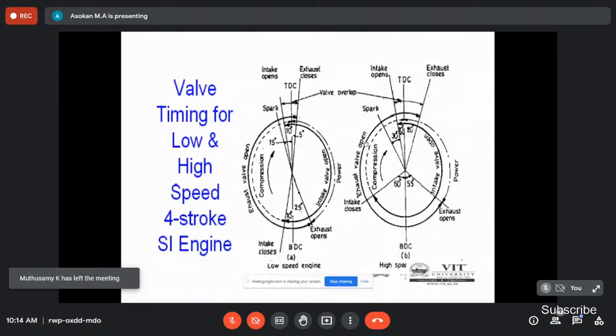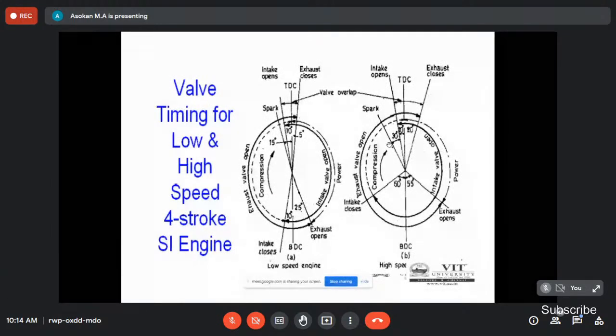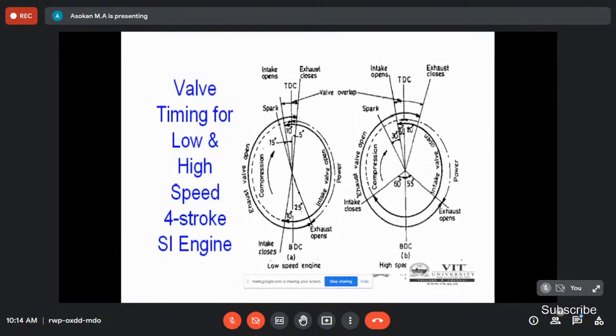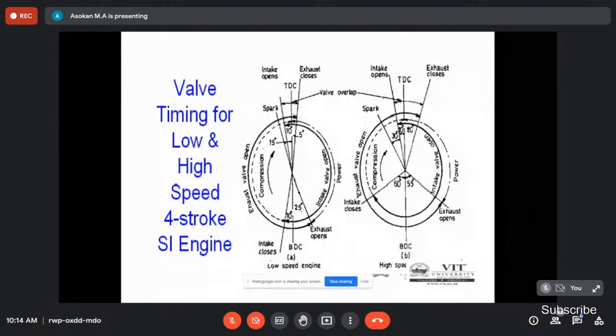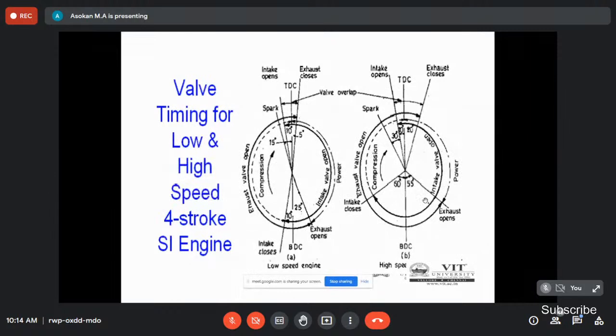And see, just compare the high speed: spark is ignited 30 degrees before TDC. Because of the high speed, there is a shortage of time to suction the fuel. That's why you can increase the angle. Then the power stroke: the exhaust opens before BDC, 25 degrees in case of low speed. See here, 55 degrees, the exhaust valve opens. So the exhaust goes to the atmosphere.